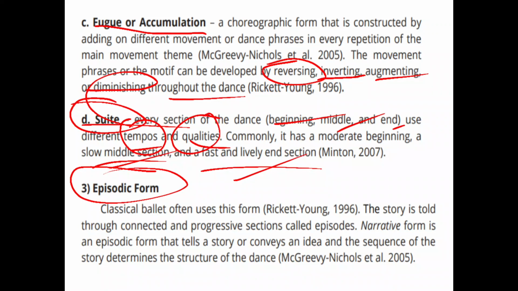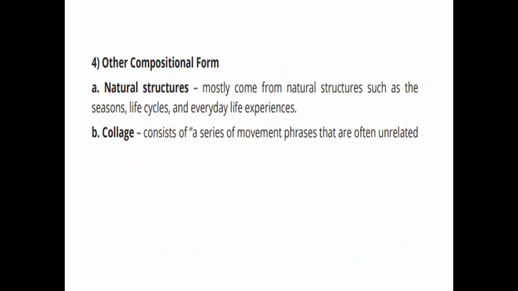Episodic form. Classical ballet often uses this form. The story is told through connected progressive sections called episodes, and narrative form is an episodic form that tells a story and conveys an idea sequence. The story determines the structure of the dance. An example of episodic form is ballet.